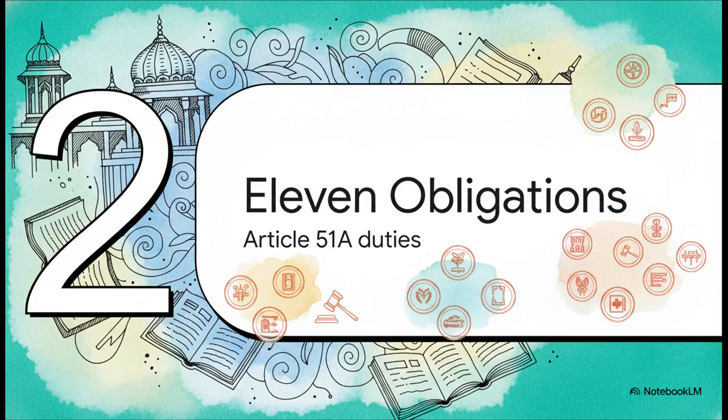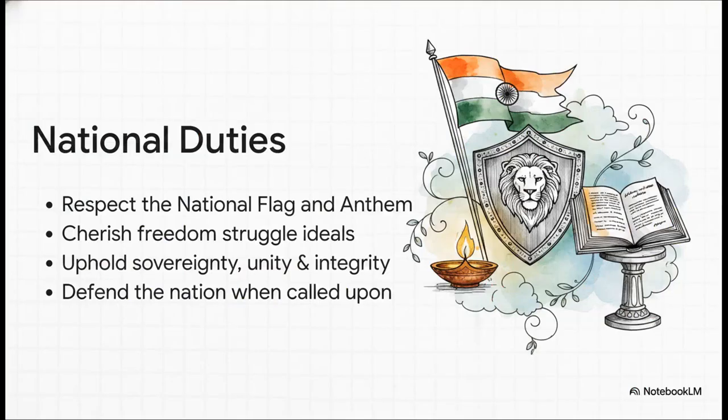Moving right along to Part 2, the 11 civic obligations. To make all 11 of these digestible, our source notes actually group them by theme. First up, we've got the national and political duties. Now, this isn't just about saluting a flag. We're talking about the fundamental survival of the state. Citizens are legally obligated to respect the Constitution, the national flag, and the anthem. They have to cherish the noble ideals that inspired the national struggle for freedom in the first place. And crucially, they're asked to uphold and protect the sovereignty, unity, and integrity of India. That even means stepping up to defend the country and render national service when called upon. Basically, these are the absolute bedrock of a unified nation.